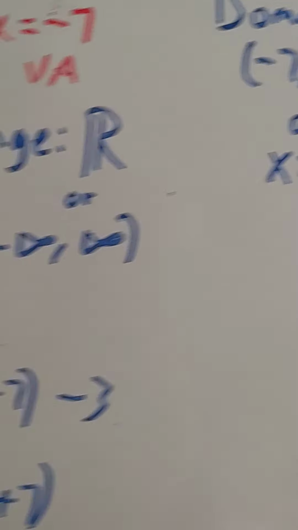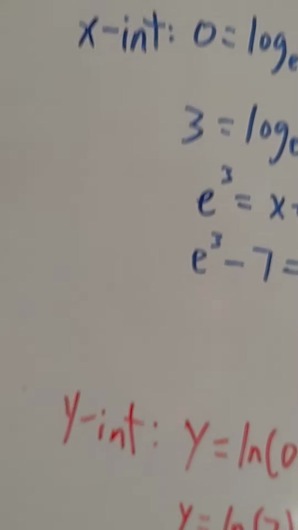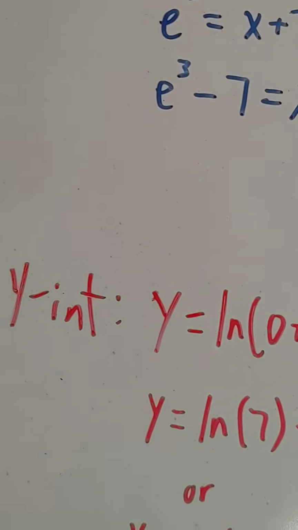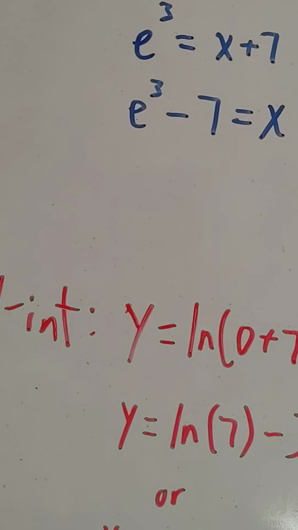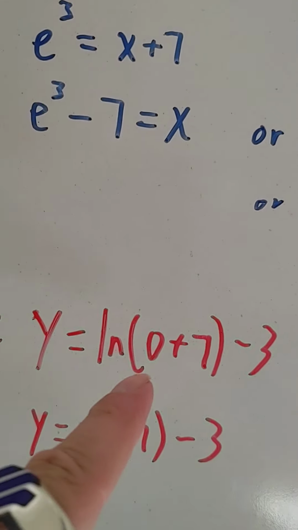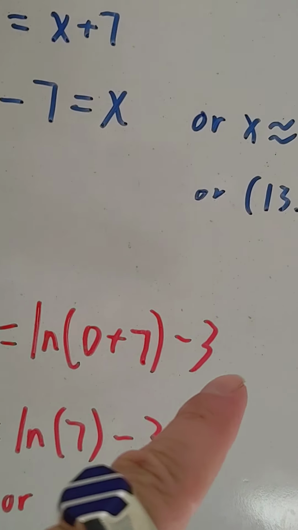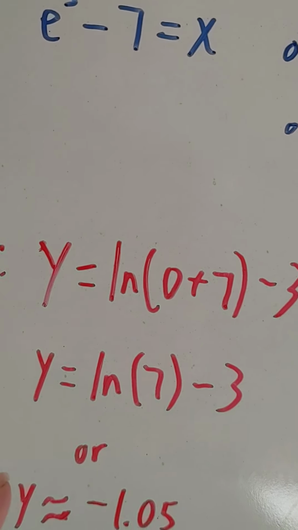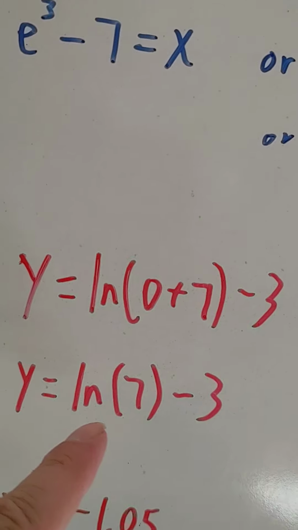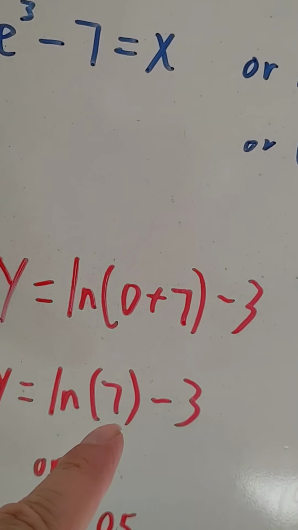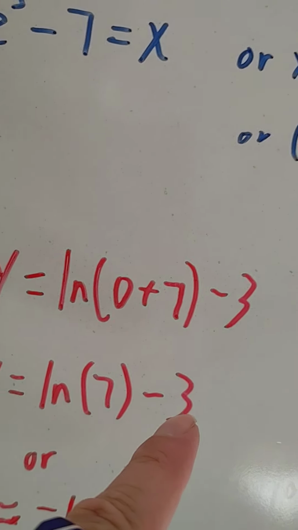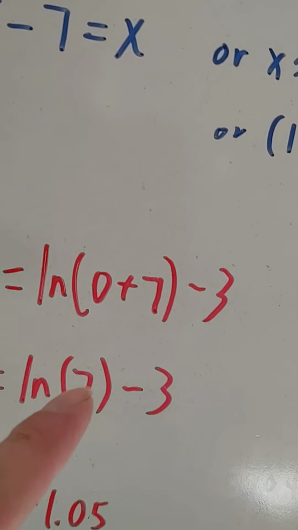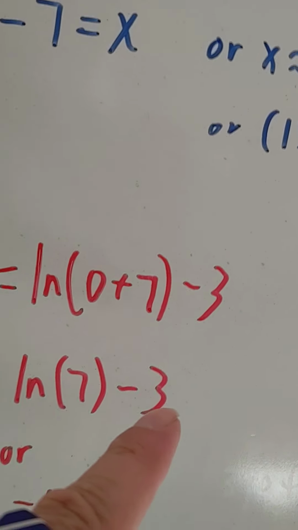And now let's find the y-intercept. How do you solve for a y-intercept? You let x equals 0 and solve for y. So I'm going to write y equals ln of, I let x equals 0, plus 7, minus 3. And let's continue. Next step, y equals ln. Doesn't that argument simplify to 7? 0 plus 7 is 7. Minus 3. Remember, you need these parentheses. This is the argument.